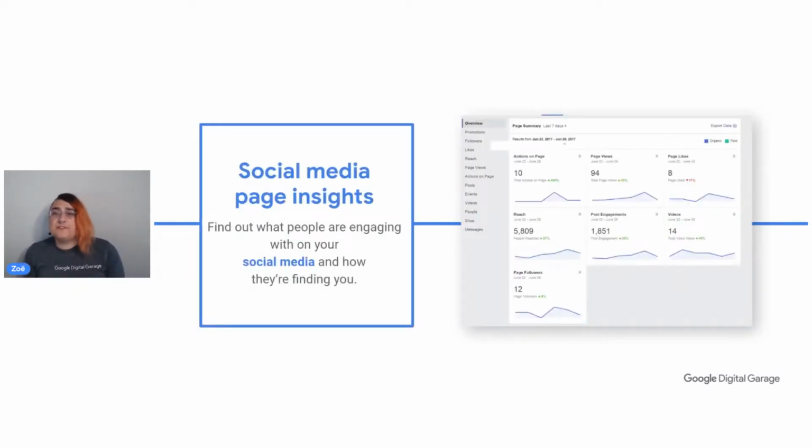So number one is social media page insights. If we want to find out what people are engaging with in your social accounts, then we need to look at our social media insights. Now, again, pretty much every social network has something like this, some kind of analytics tool. It's called Page Insights with Facebook.